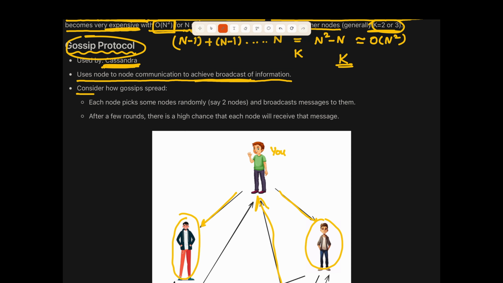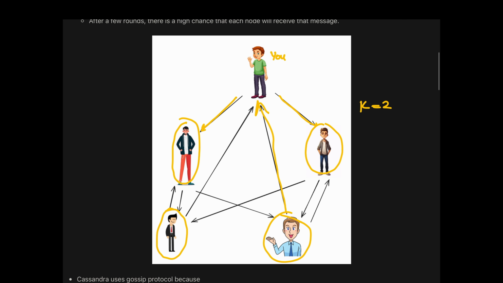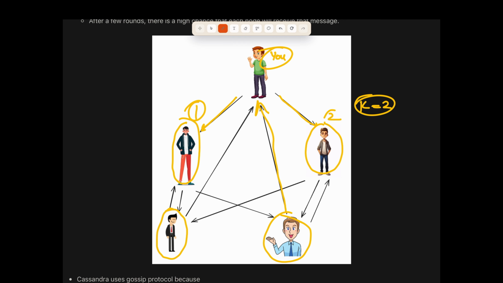Now, consider how gossips spread. Each node picks some nodes randomly, let's say 2 nodes. We discussed k, right? So k is equal to 2, let's say. And it broadcasts messages to them. So here k is 2. So you see, you are sending to the first person and the second person. Then you see this person.